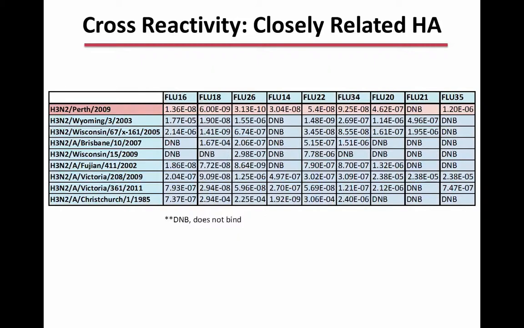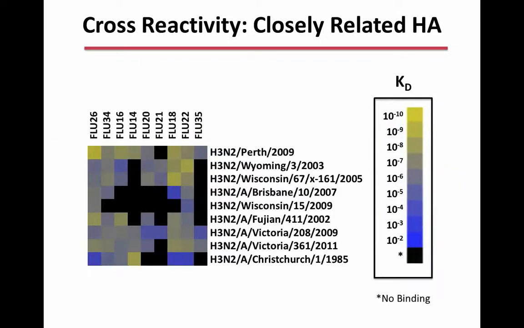And to make this clearer to visualize, we like to use a heat map that shows the scale of binding, with black being no binding, and the colors between blue to yellow going from the highest to lowest KD, the lowest KD meaning the greatest binding. And you can see in the top row is the Perth strain that we're referencing against, and some of these other H3 strains actually bound more antibodies or with even greater affinity than the vaccine strain.